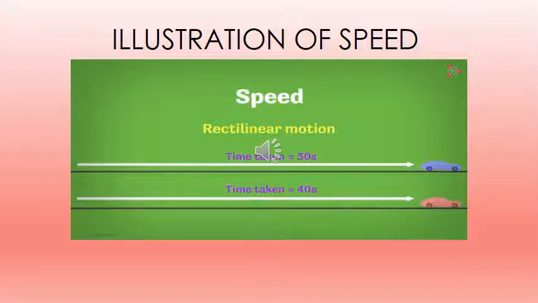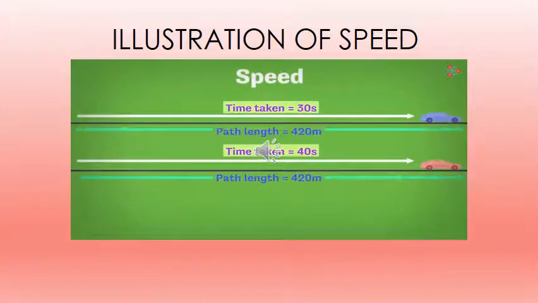The blue car covered the path length in 30 seconds, while the red car covered the same path length in 40 seconds. Which one of them was moving with greater speed? By intuition, we can say that the blue-colored car was traveling at a greater speed than the red one. Why? Because the blue car covered the same distance in lesser time. Let the length of this path be 420 meters. This path length is nothing but the distance that the car travels in a given amount of time.